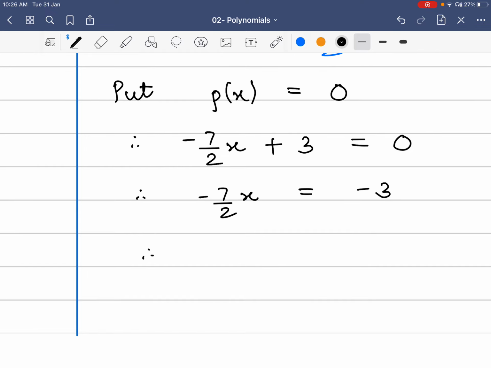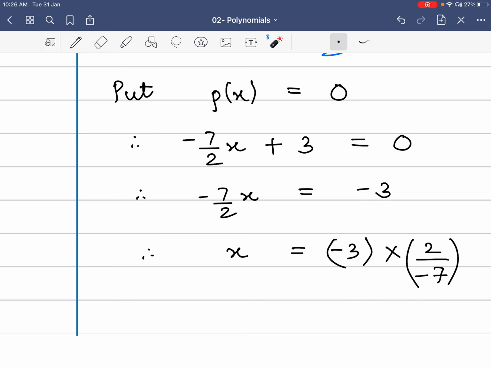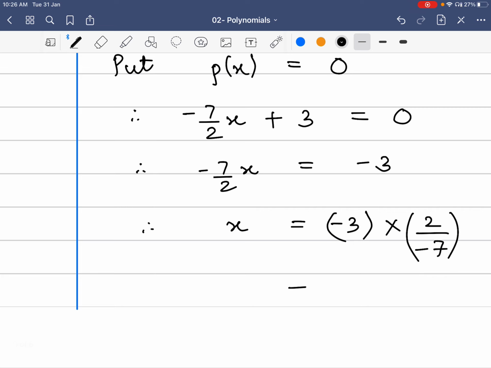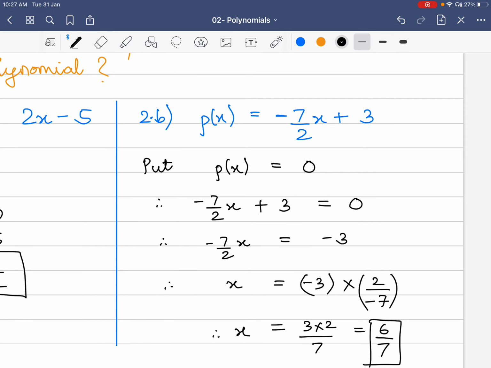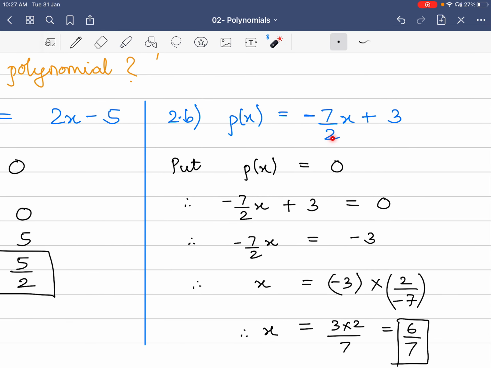Okay, and therefore x will be equal to what? Minus 3 as it is, and into 2 upon minus 7. What has happened is this fraction 7 by 2, when it goes to the other side of the equation, becomes 2 by 7, the reciprocal. Now what will be the value of x? Minus minus will cancel each other, so we will get 3 into 2 by 7, that is equal to 6 by 7. So this is therefore x. So 6 by 7 is the zero or the root of this polynomial P of x equal to minus 7 by 2 x plus 3.